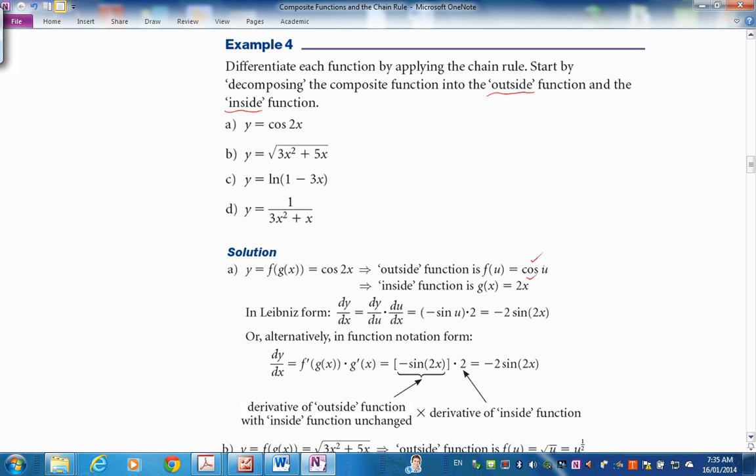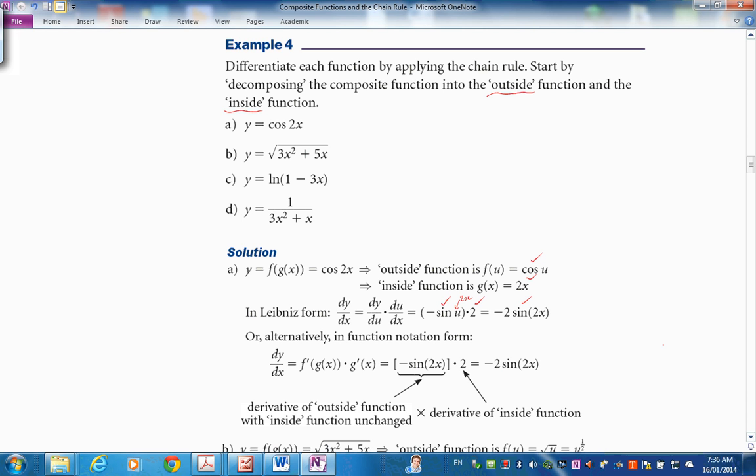Bring in the derivative of cos. Derivative of cos, remember, is minus sine. So I'd have minus sine. I'd leave the 2x in there. Don't worry about going to u land. And then you have to multiply by the derivative of that 2x, which is 2. Then putting it out the front, we've got that.